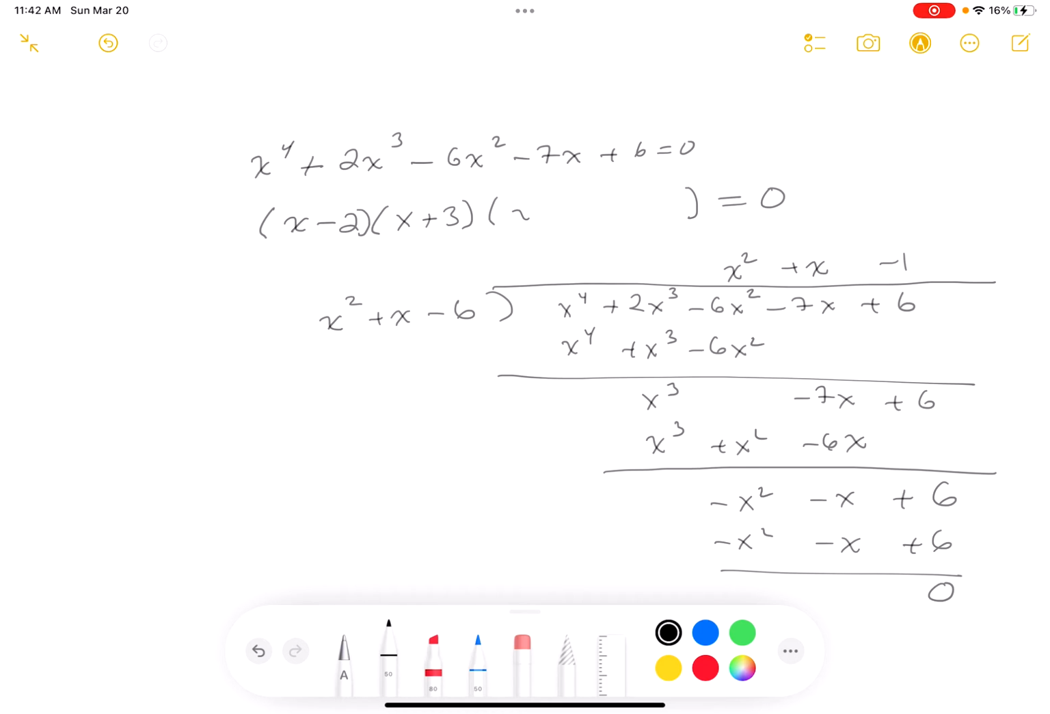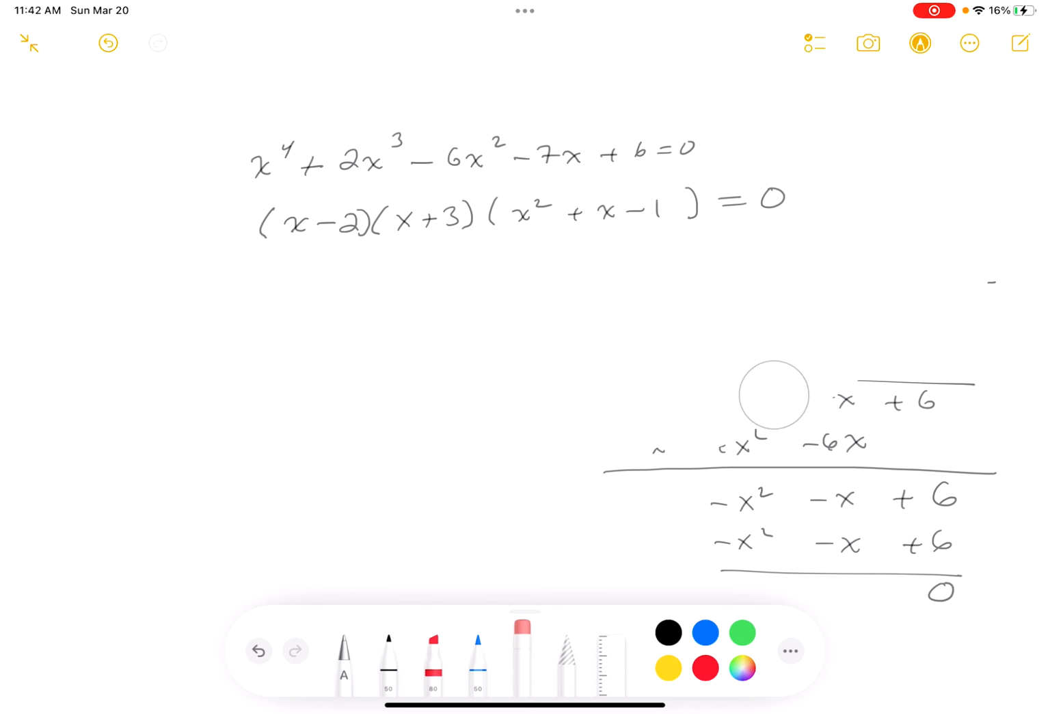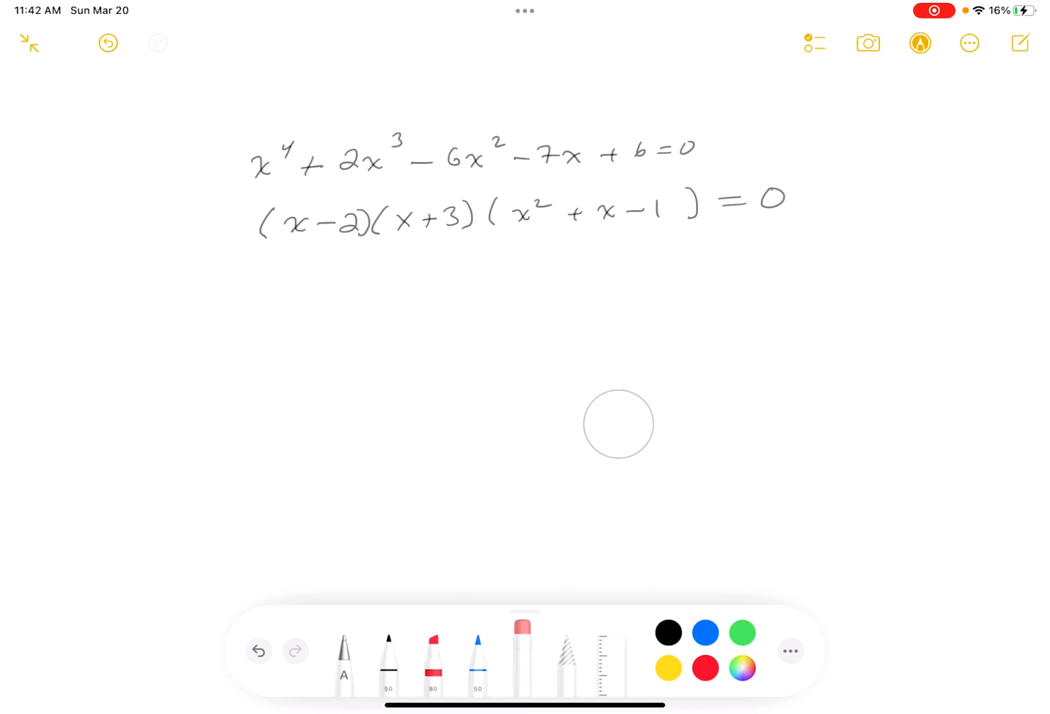So what do I now know? I know x squared plus x minus 1. Let me get my eraser out and do my long division. I see that quadratic, and that quadratic is not going to factor using finger numbers. But I can write the roots down now. The roots are as follows: 2, -3, and the other roots are when this equals 0.